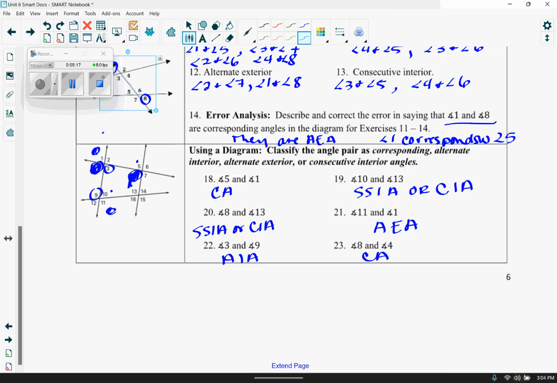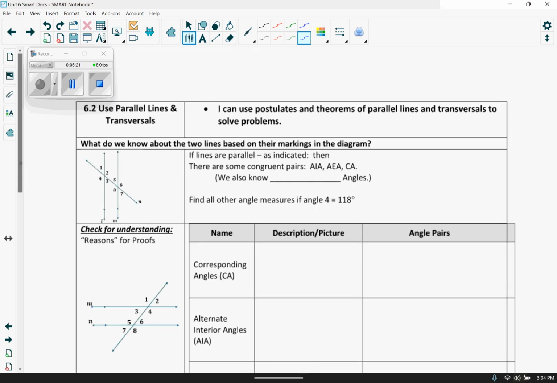All right, so then the next piece here, we're going to go to the next page. On this, we know alternate interior, alternate exterior, corresponding. We also know vertical. Okay, and those are all going to end up being congruent when I have parallel lines. So this is where now we're going to have parallel lines.